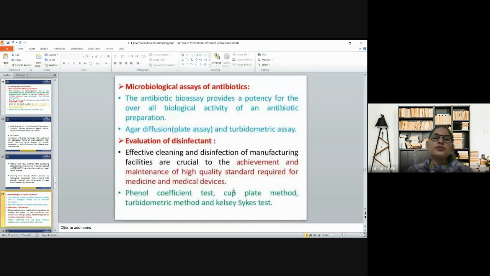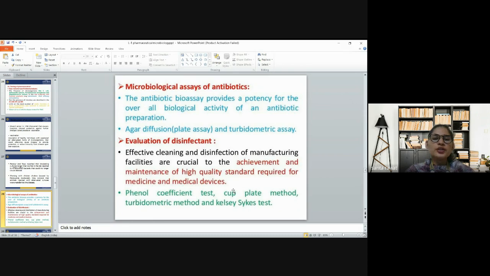So another use of microbiology is microbiological assay of antibiotics. The antibiotic bioassay provides a measure of the potency of the overall bacterial activity of an antibiotic preparation. And the agar diffusion plate assay and turbidometric assay are also used as microbial assays.